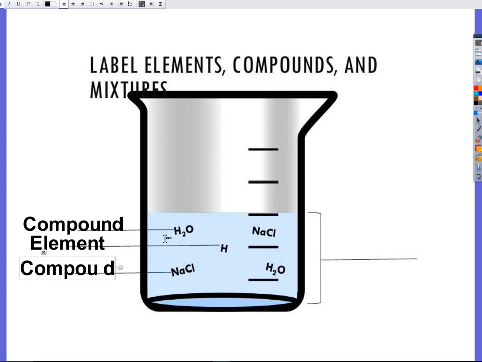And then the last one is pointing at everything inside the beaker. You have H2O, you have hydrogen, and you have NaCl. So you have 3 different things. It's not pure, which makes that a mixture.